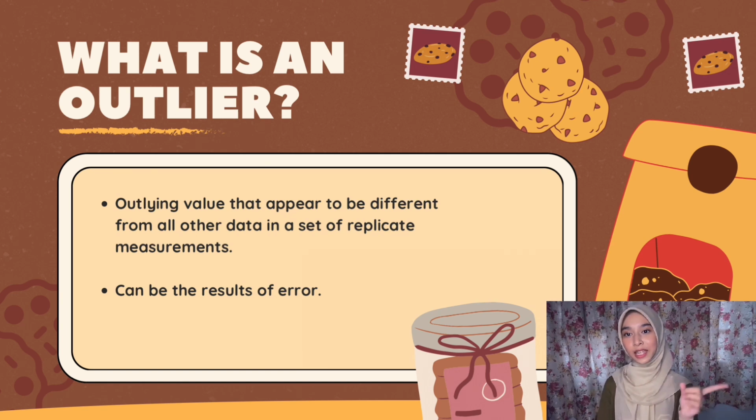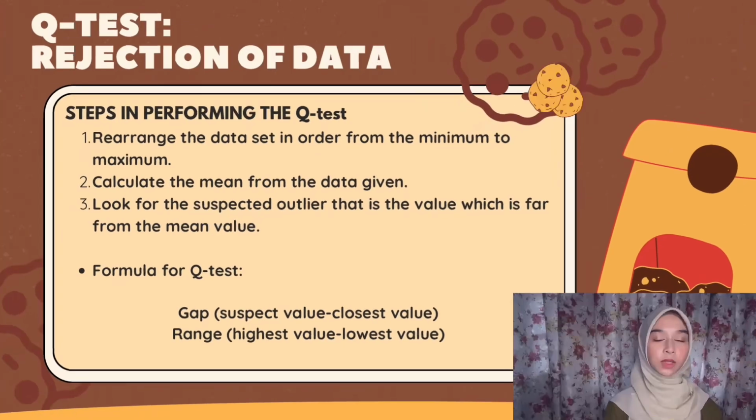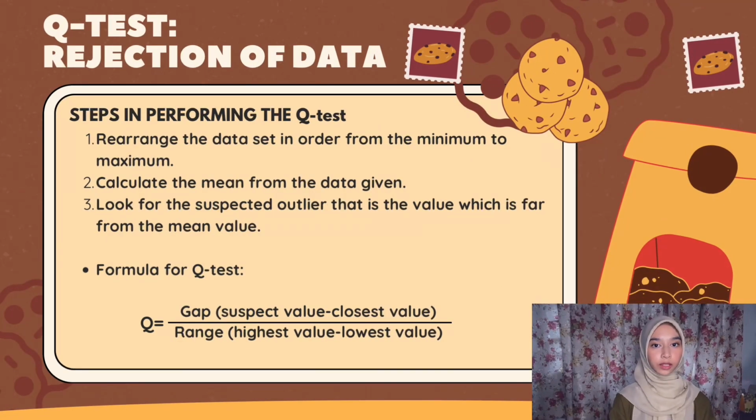So, the next step is to find out if there are any outliers. Before we calculate, do you guys know what an outlier is? An outlier is an outlying value that appears to be different from all other data in a set of replicate measurements. It also can be the result of an error. To determine the presence of an outlier, we can use the Q-test method. These are the steps in performing the Q-test.